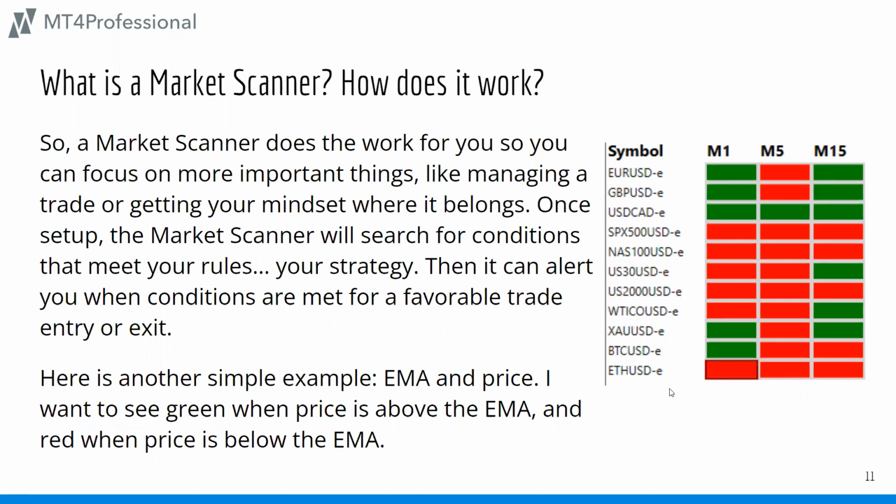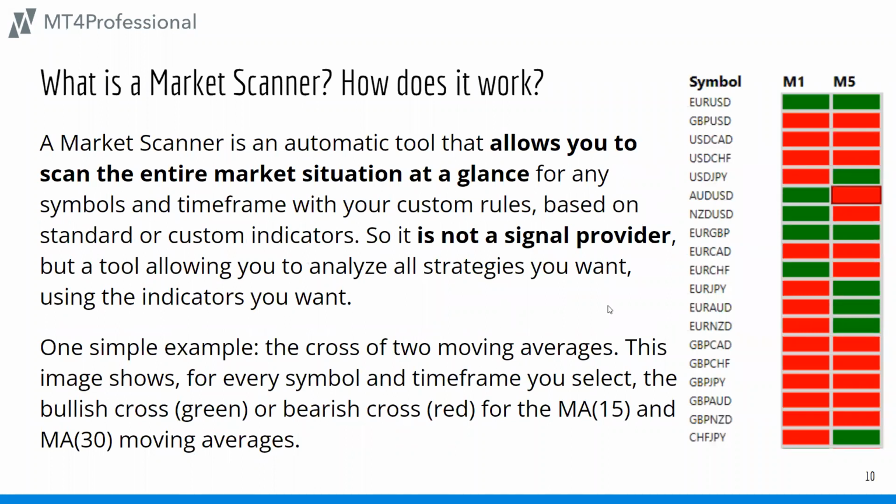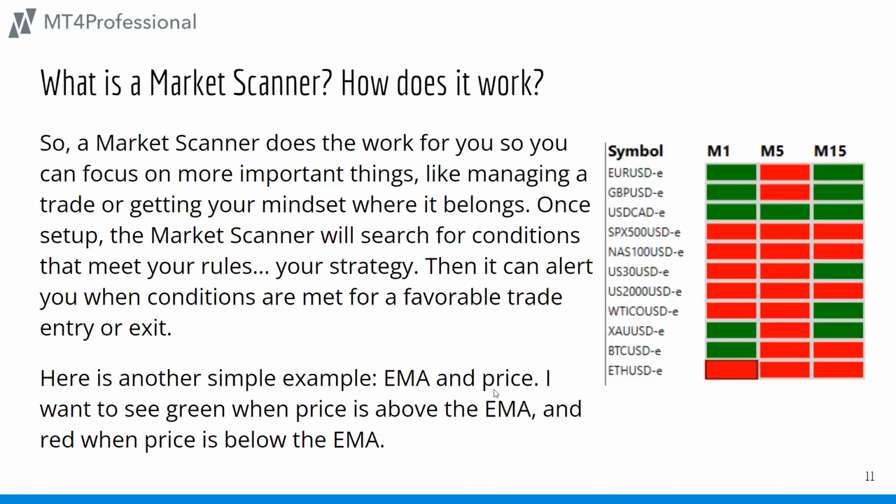So this example we see on the right is just for an EMA and price. Like the previous example that I showed you, where I was looking for a cross, here I'm looking for price to be greater than a 15 period exponential moving average. If it's greater than, I want it to be green. If it's less than, I want it to be red. So that gives me a really good trend component of moving direction.